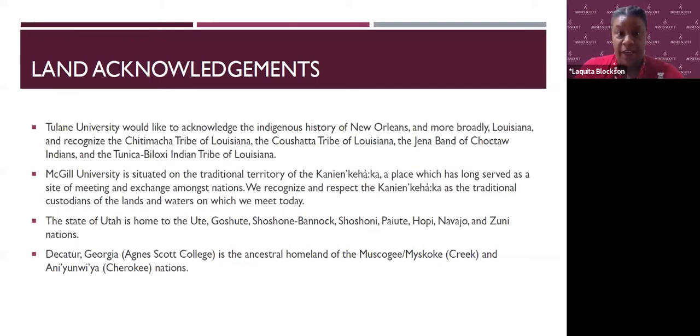McGill University is situated on the traditional territory of the Kanien'kehá:ka, a place which has long served as a site of meeting and exchange amongst nations. McGill University, being based in Montreal, Canada, recognizes and respects the Kanien'kehá:ka as the traditional custodians of the lands and waters on which the university meets today. The state of Utah, where Utah Valley University is located, is home to a number of nations, including the Ute, Lushootseed, Shoshone-Bannock, Shoshone, Haute, Hopi, Navajo, and Zuni nations. And lastly, my college, Agnes Scott College, is based in Decatur, Georgia, and it's the ancestral homeland of the Muskogee, Creek and Iowa Cherokee nations.